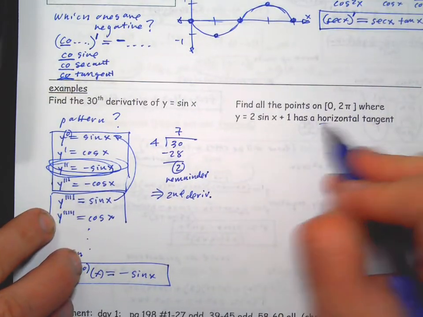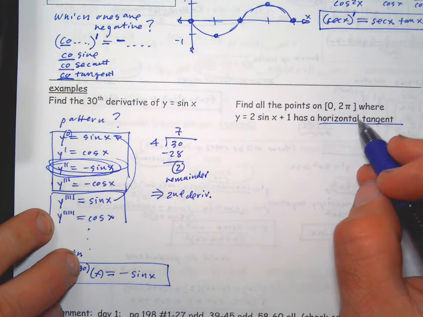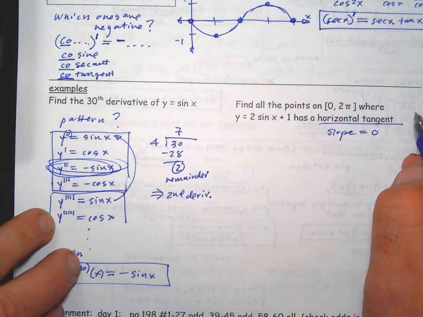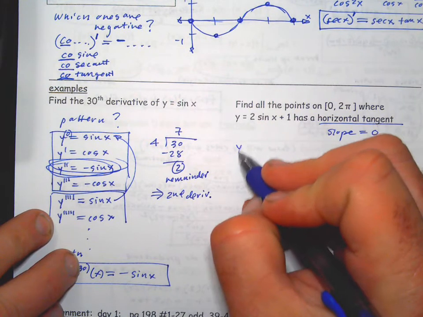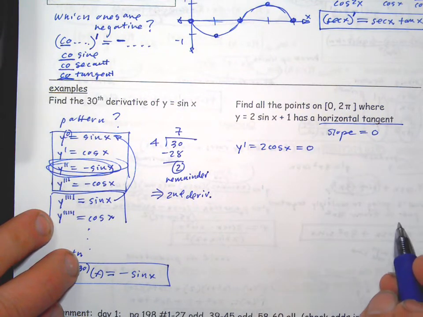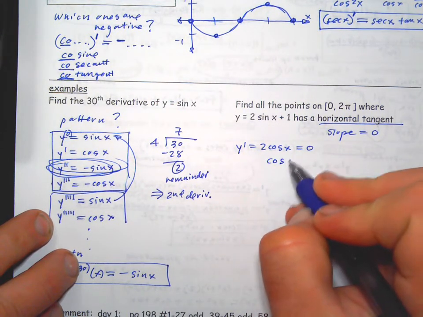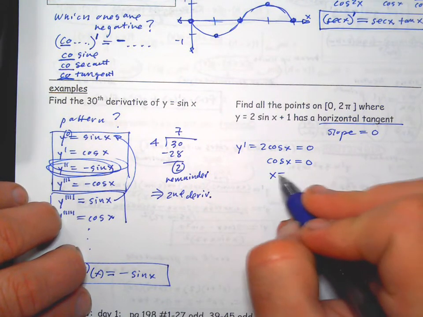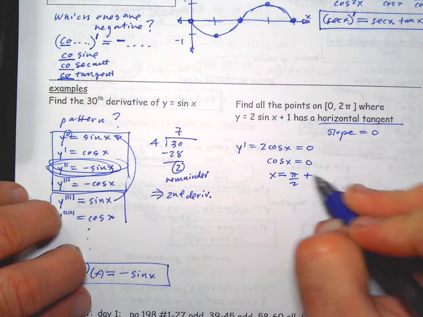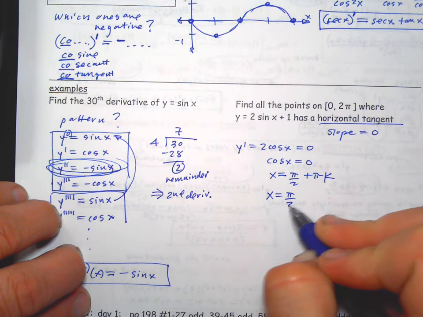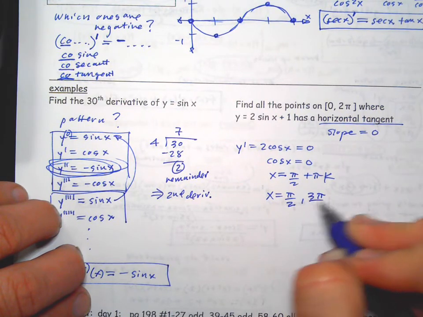Find all the points on 0 to 2 pi where this graph has a horizontal tangent. Now, we've been doing this before. Horizontal tangent means that the slope equals 0, right? So we need the derivative. Y prime equals 2 cosine x equals 0. So now we get to solve a little trig equation that we've been doing a bit of this year. Cosine equals 0 at pi over 2 plus pi k. So x equals pi over 2 and 3 pi over 2.